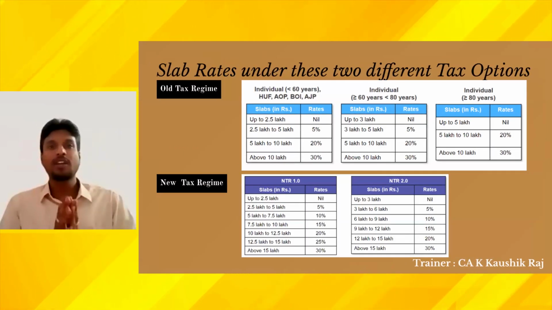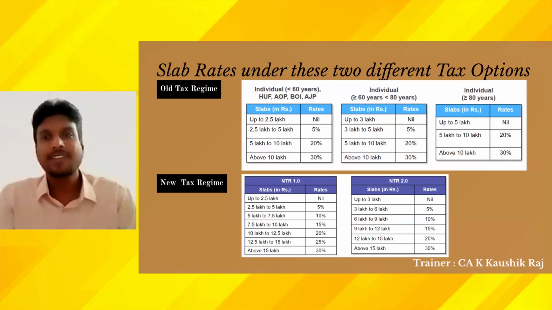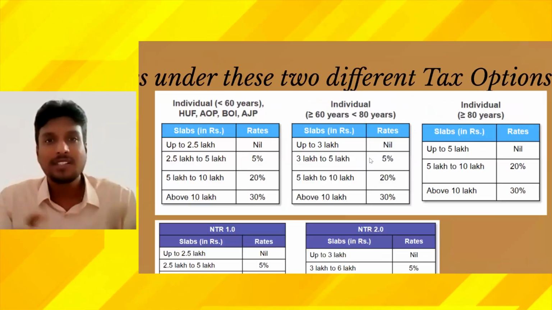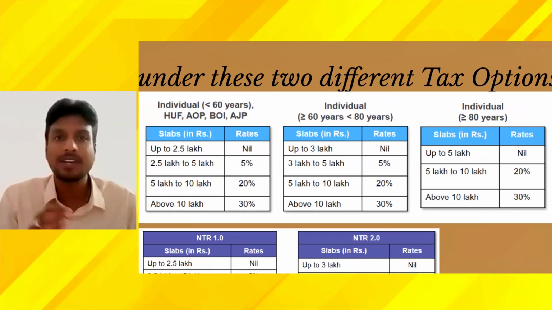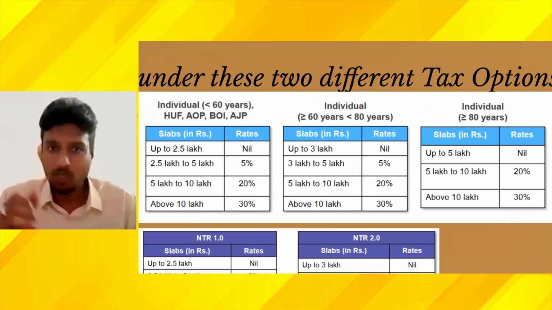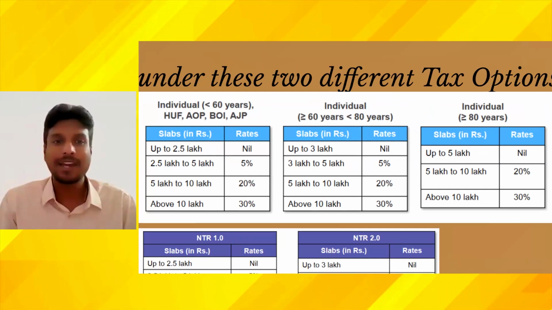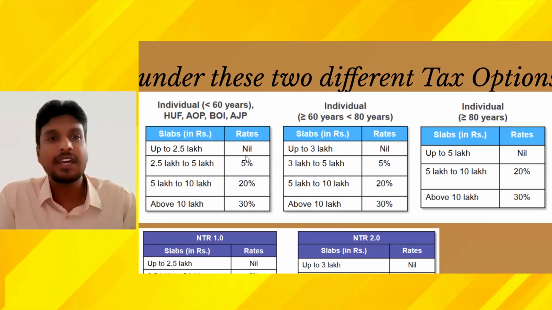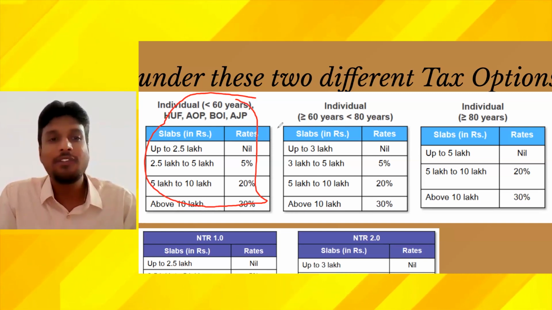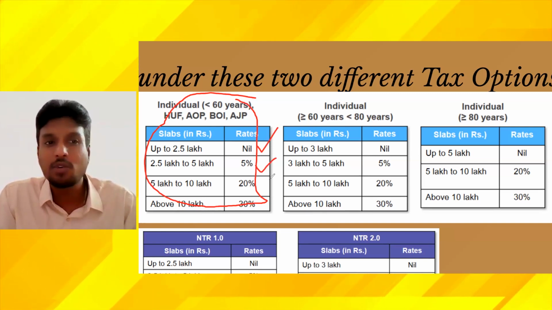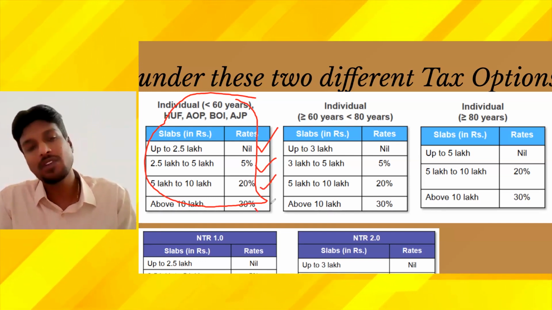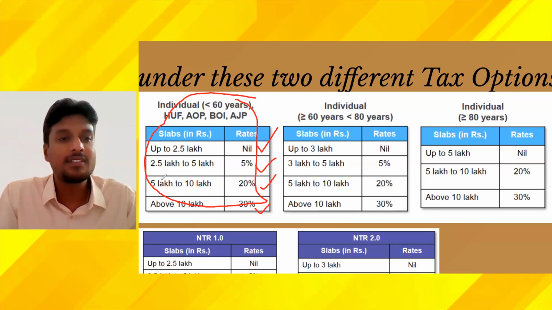Let's quickly see what the slab rates and the tax rates were that were applicable. In case of old tax regime, this was the chart that we had. Up to 2.5 lakh, it was nil. 2.5 lakh to 5 lakh, it was 5%. 5 lakh to 10 lakh, it was 20%. And above 10 lakh, it was 30%. This was the rate of tax that was applicable to majority of them.